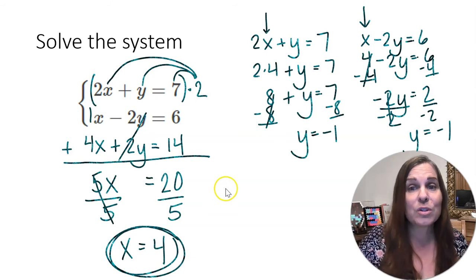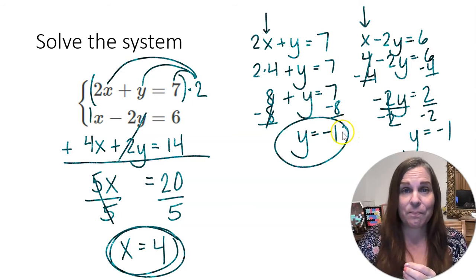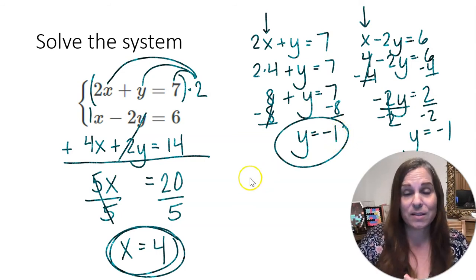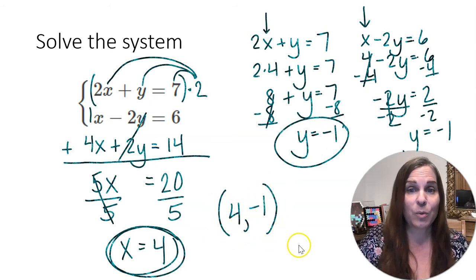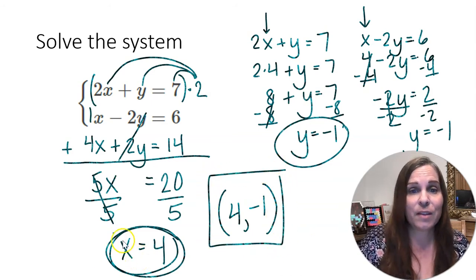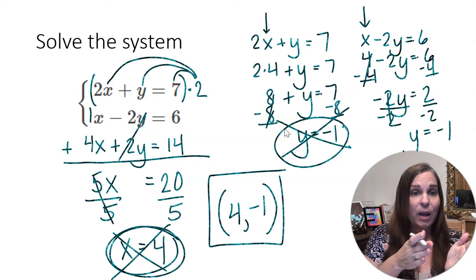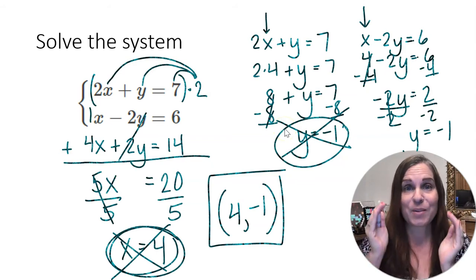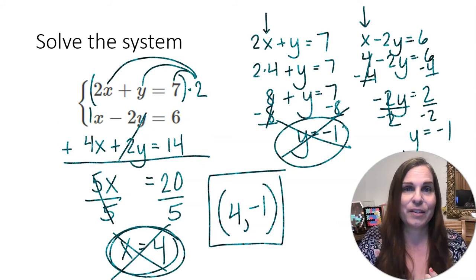So the solution to my system is a point. The point that is the solution to my system would be (4, -1). This is my solution. Not this by itself, not this by itself, but together, the x and the y that you found written as a point. So let's see what that looks like in a graph.